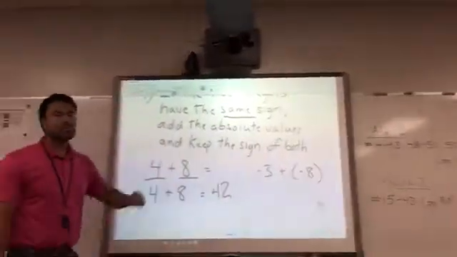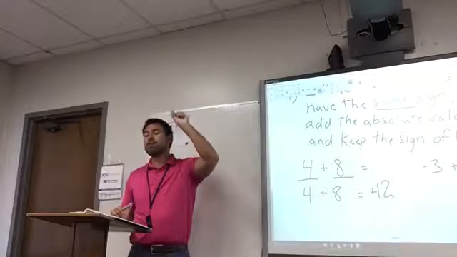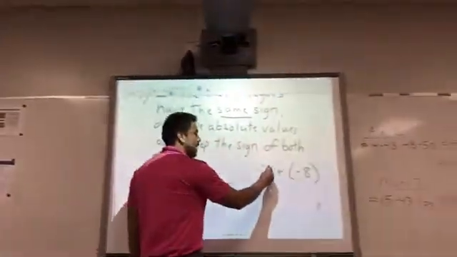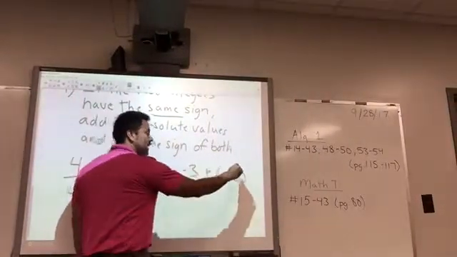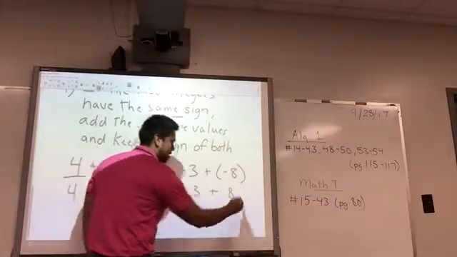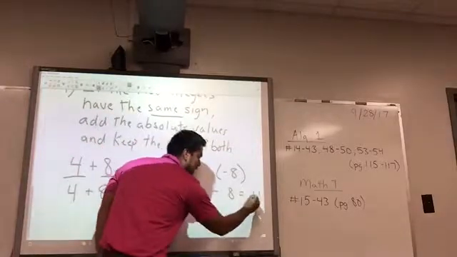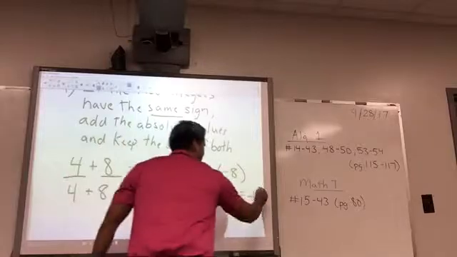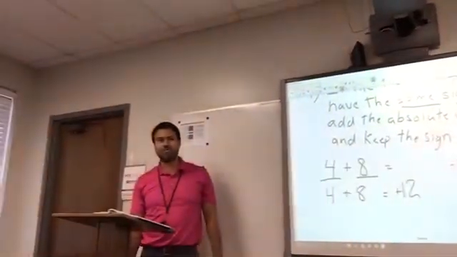Okay, do we have two integers being added? Yes. Do they both have the same sign? Yes. So what is the absolute value of negative 3? 3. What's the absolute value of negative 8? 8. What is 3 plus 8? 11. What sign did they both have? Negative. So you keep that sign, it's negative 11. You guys see how we work that out?